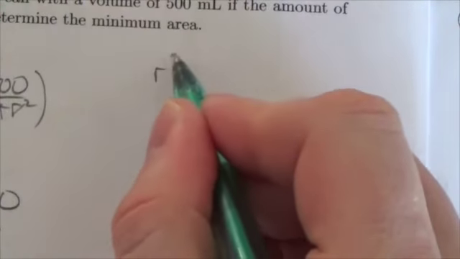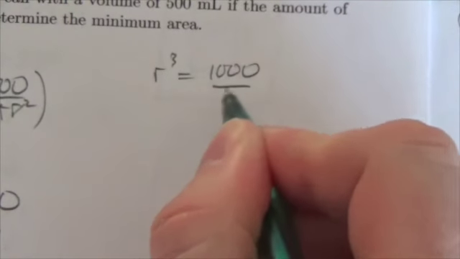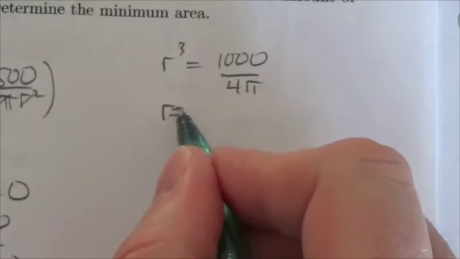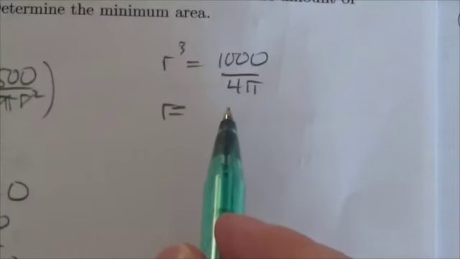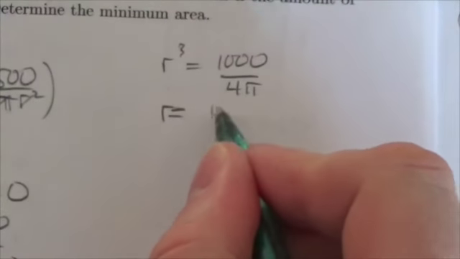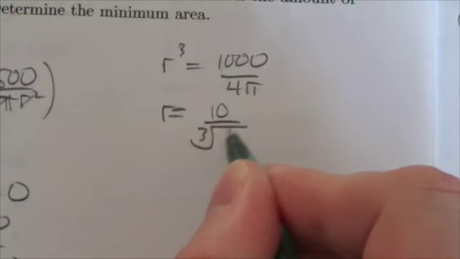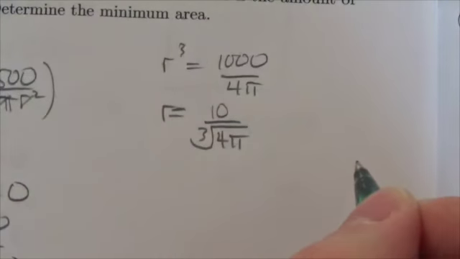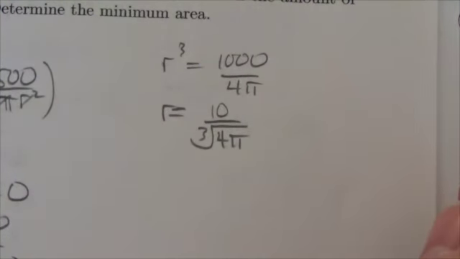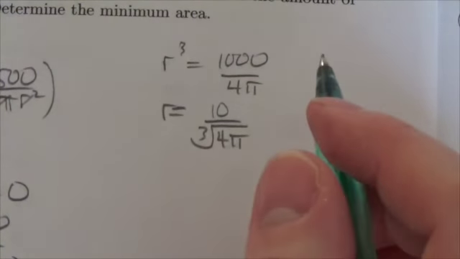And so I'll divide, and I'll do that up here. So r cubed is equal to 1,000 over 4 pi. So r is equal to, now when I take the cube root of this, I'm only going to get one real value, and that'll be 10 over the cube root of 4 pi. So that is going to be the radius that makes this happen.